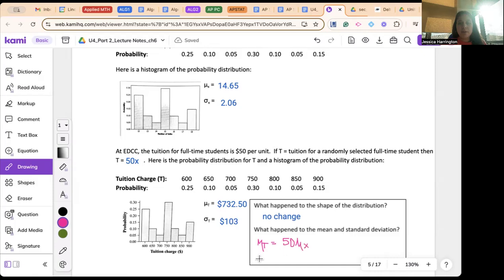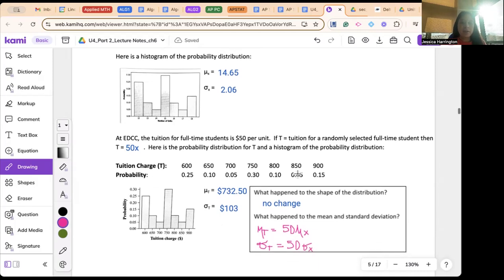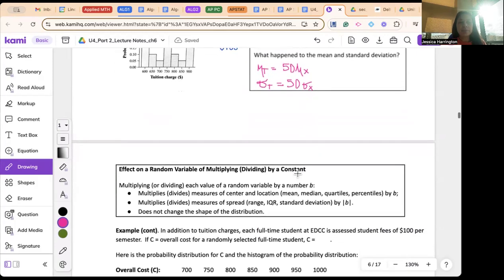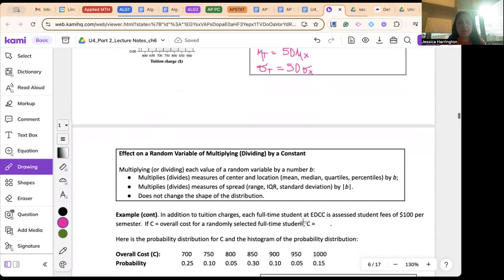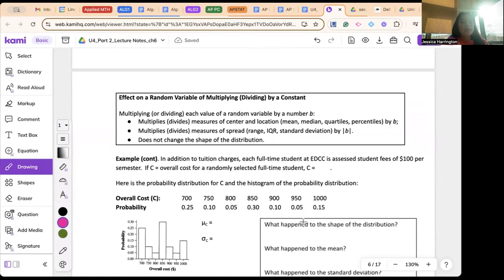And our new sigma of the tuition is also 50 times the original sigma, right? So that's just a proof of the rule we had at the top. So now let's keep going. This is what we said at the top. Okay, so I'm not going to read that one. So now let's go to this next example.